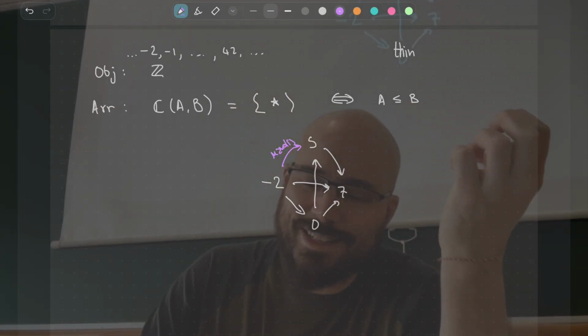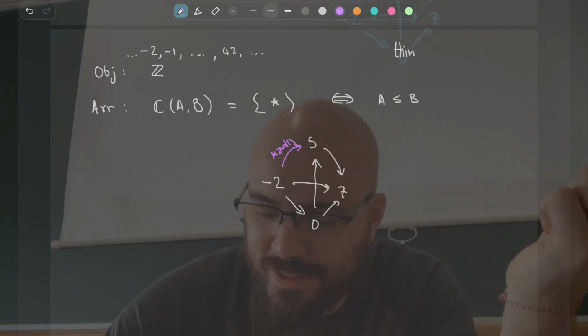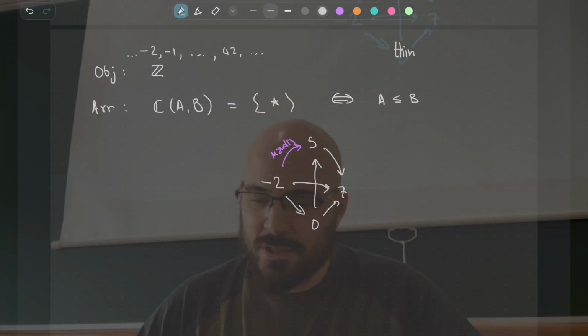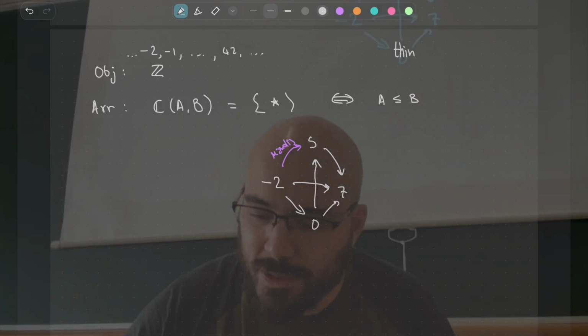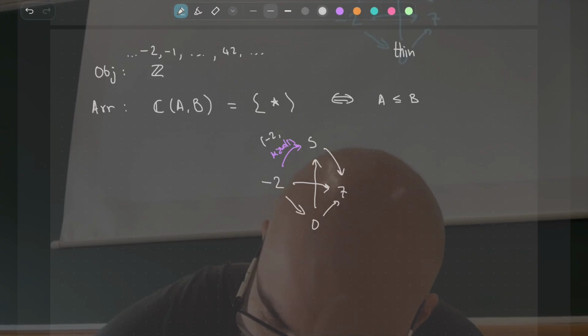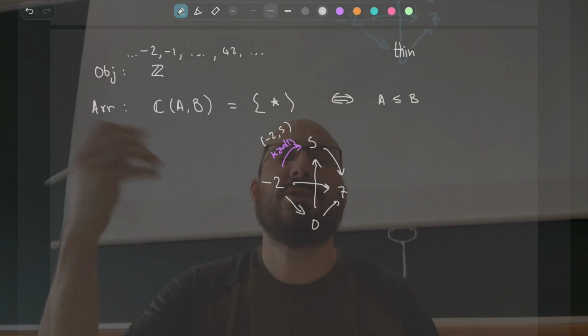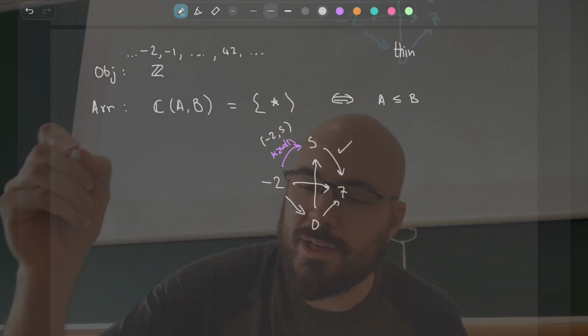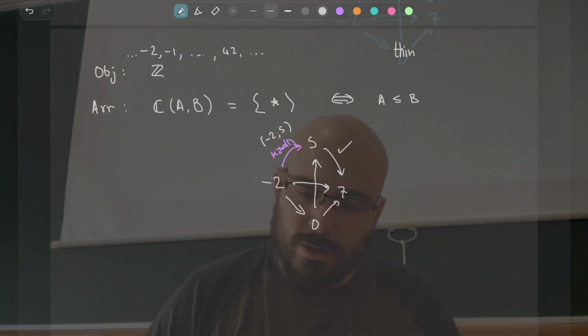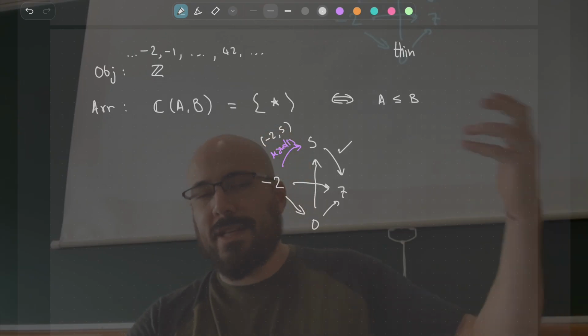If I want to make an easy construction here, I could pick something that's easy to satisfy, because soon I will run out of names, and I want them to be distinct, of course. So maybe I could say this is the pair -2, 5. I don't care. Just think of it as a check mark saying there is an arrow here. Okay, so the question is: is this a category?